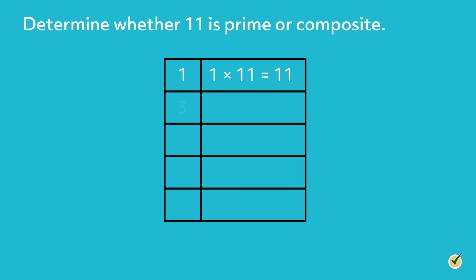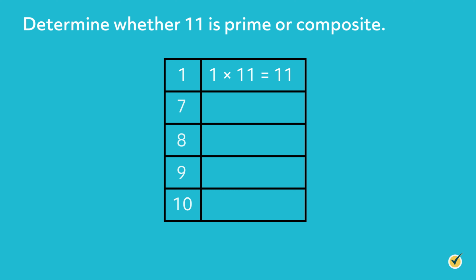You can't multiply anything by 3 to get 11, so move on to 4. Again, nothing times 4 equals 11, so 4 is not a factor. Let's move on to 5. 5 times what number equals 11? Since there isn't a number we can multiply by 5 to get 11, 5 is not a factor either. What about 6? Well, 6 times 1 equals 6, and 6 times 2 equals 12, so there aren't any numbers we can multiply by 6 to get 11.